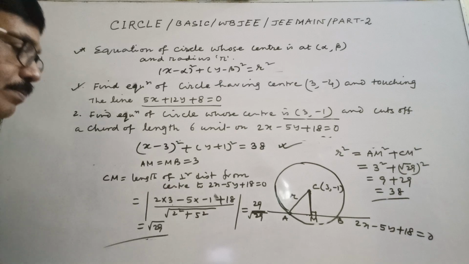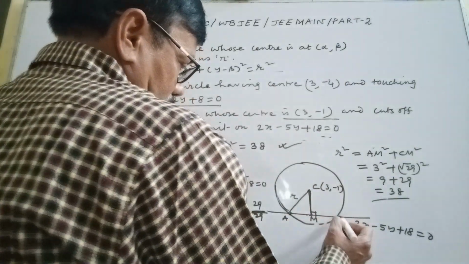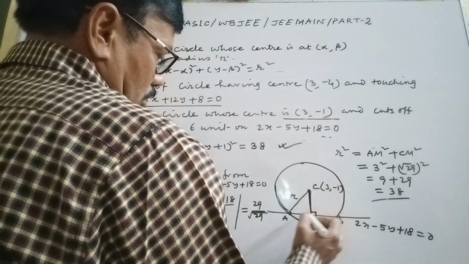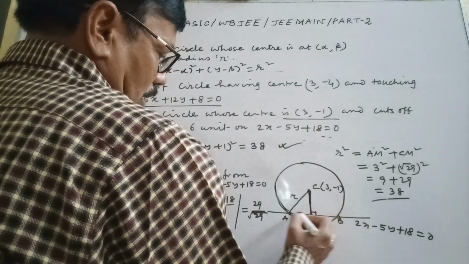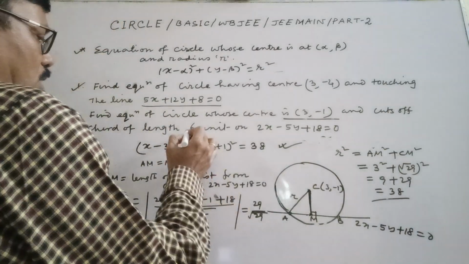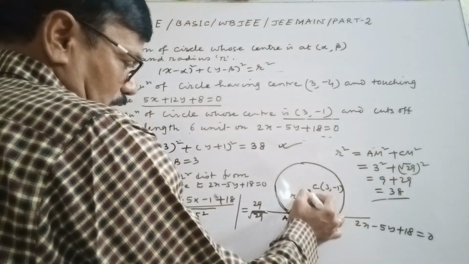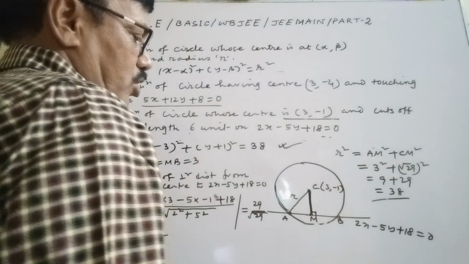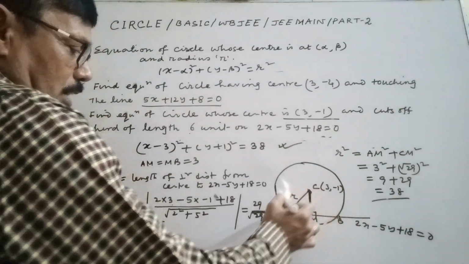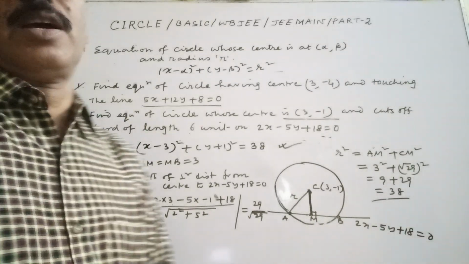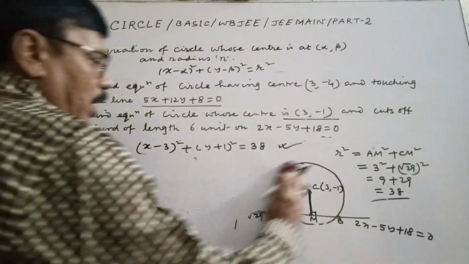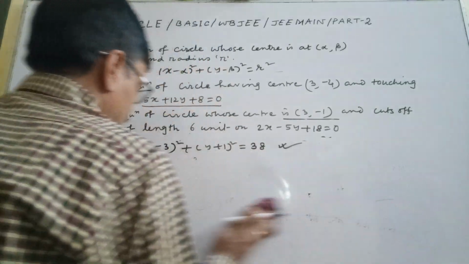Now listen again. So chord is given. Perpendicular from center bisects the chord. So AM equals to MB equals to 3 because total length is 6. Now CM is perpendicular distance. So we are finding r by Pythagoras theorem. We get r square.